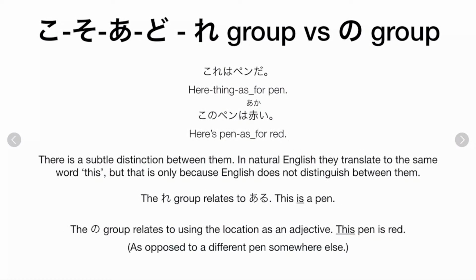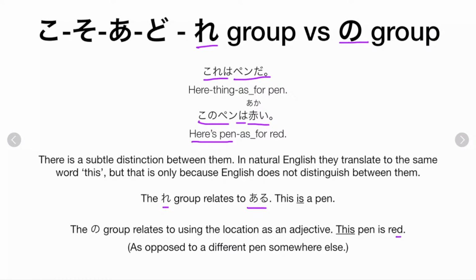Okay, so if you look at kore versus kono, for example, kore wa pen da is "this thing is a pen." Kono pen wa akai is "this here's pen, speaking of it, is red." So I talked about this. There's a subtle distinction, but the re group, kore, sore, are, dore, is like aru. It is a pen. Kono, sono, ano, dono relates to location as an adjective. So you're going to use it to describe the pen. So this pen is red.